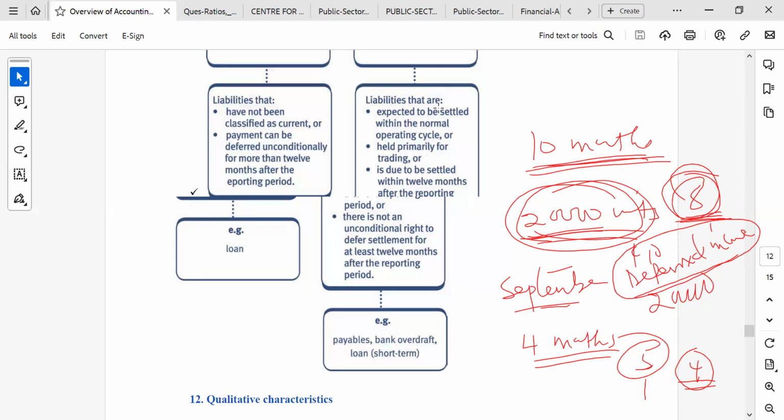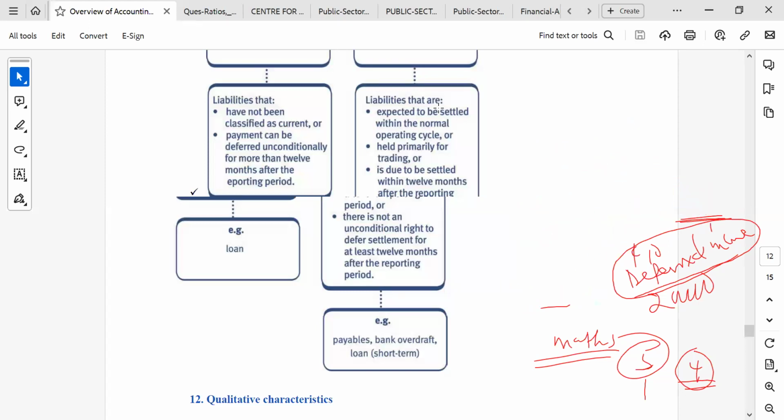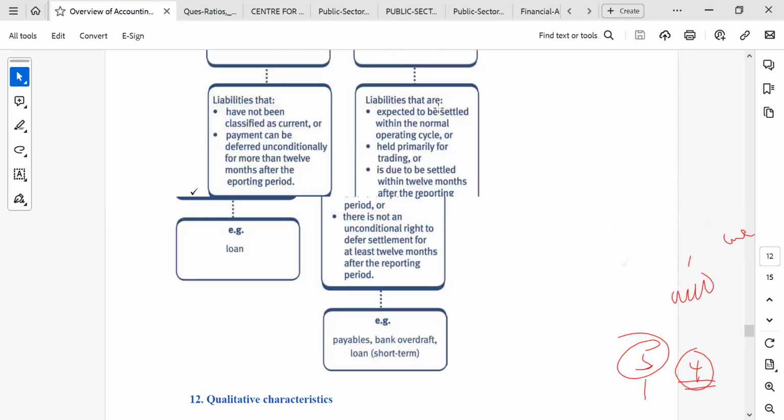Auntie Annabelle, I hope you are okay now with the deferred issue. Okay. That is about the deferred issue. Thank you very much. Let's count the non-current liabilities, then we move on to qualitative characteristics, then we pick some questions to have an idea about how the questions are being set.